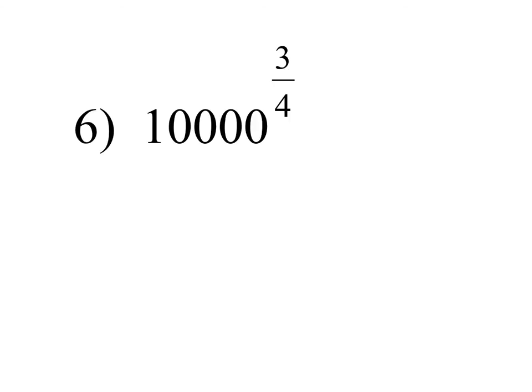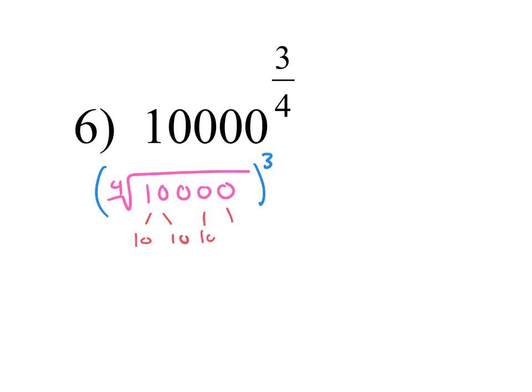What's my index? 4. So this is the 4th root of 10,000. I think it would be easier if we put the 3 on the outside. So 10,000, we can count how many zeros we have, and that's how many tens we're multiplying. So this would be 10 times 10 times 10 times 10.